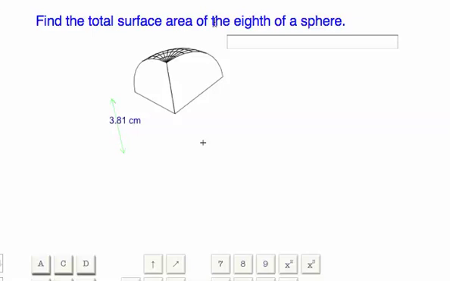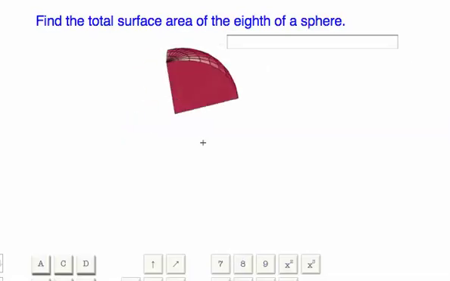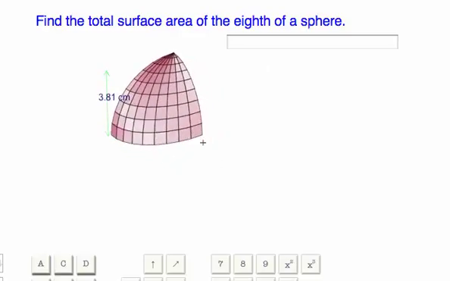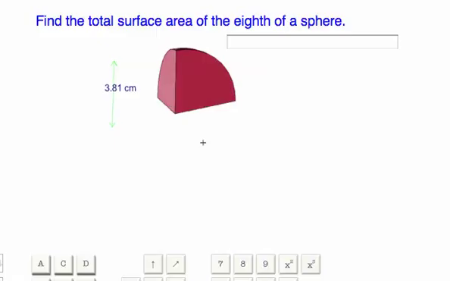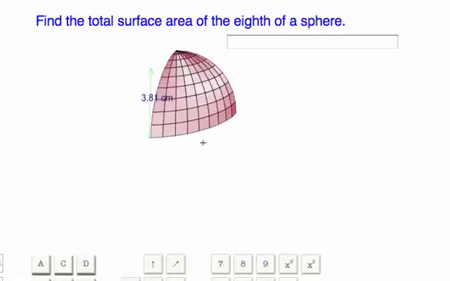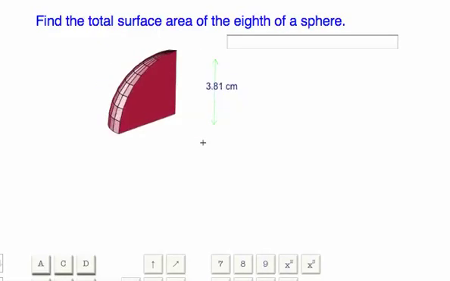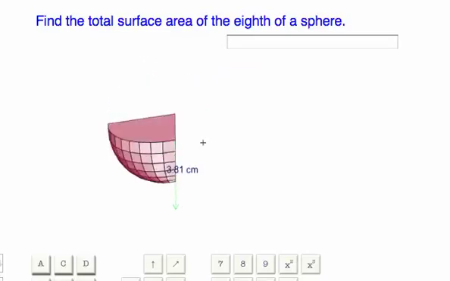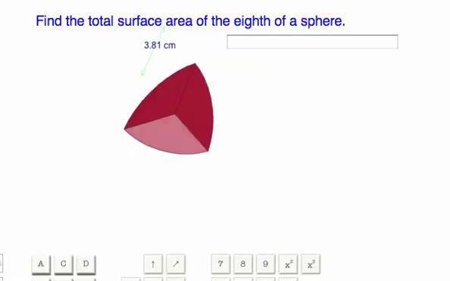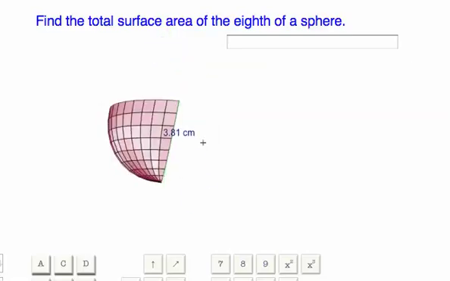Find the total surface area of the eighth of a sphere. Okay, this is an eighth of a sphere. When you originally see it, it looks something like this on the program. You should play around with these things a little bit just to get an idea of their size and what they really look like. So play around with the shape. Try to get an idea of what it really looks like in your head.